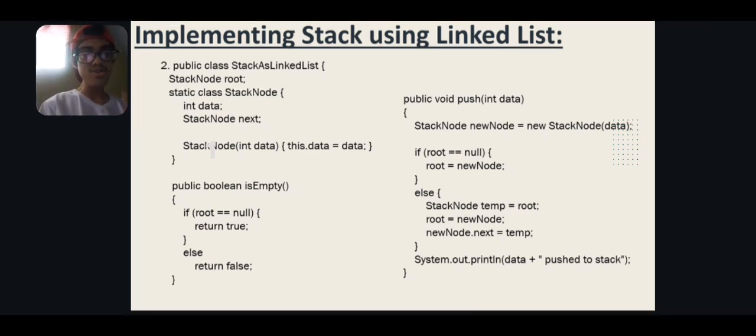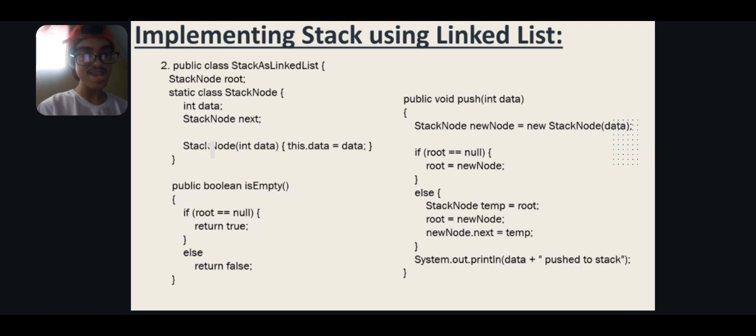Next is StackNode root. This line declares a variable named root of type StackNode. The root node will represent the top of our stack. It's the entry point to the linked list. If root is null, it means the stack is empty. Third is static class StackNode. This line declares a static inner class named StackNode. This class represents a single node in the linked list.